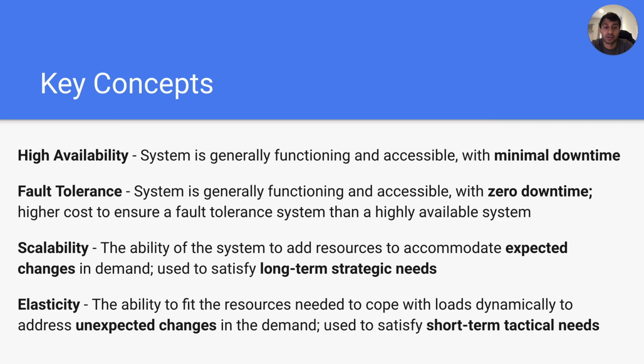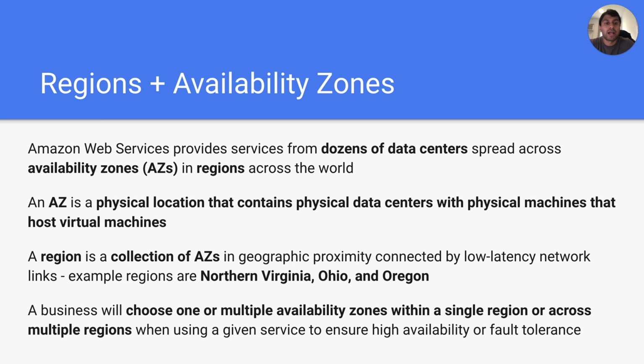AWS provides configuration options to make this possible. So to recap, AWS provides options to build a highly available, fault-tolerant, scalable, and elastic system. But how does AWS accomplish this? How does it provide high availability and fault tolerance, for example? Well, for those two, it provides it through concepts known as AWS regions and AWS availability zones.